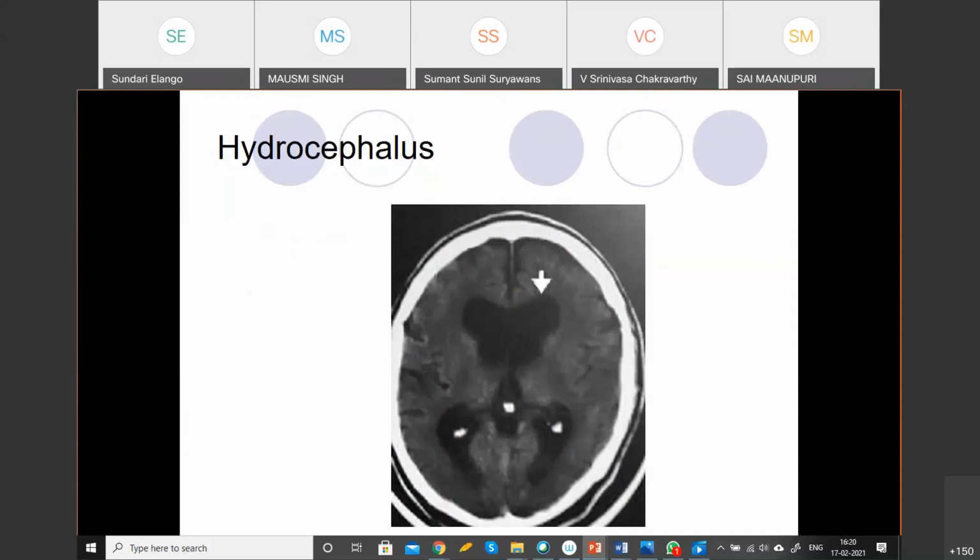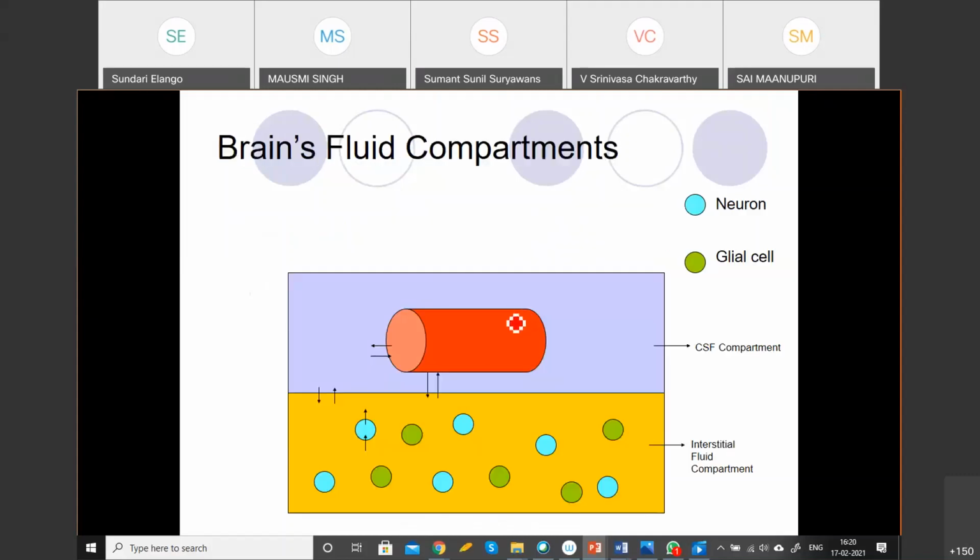So this is a brain with hydrocephalus. Look at the ventricles' volume. This is an MRI of a brain. You see the volume of the ventricles is so huge. Normal ventricles are much smaller. So I think let us stop there, because from now the discussion gets more intricate.